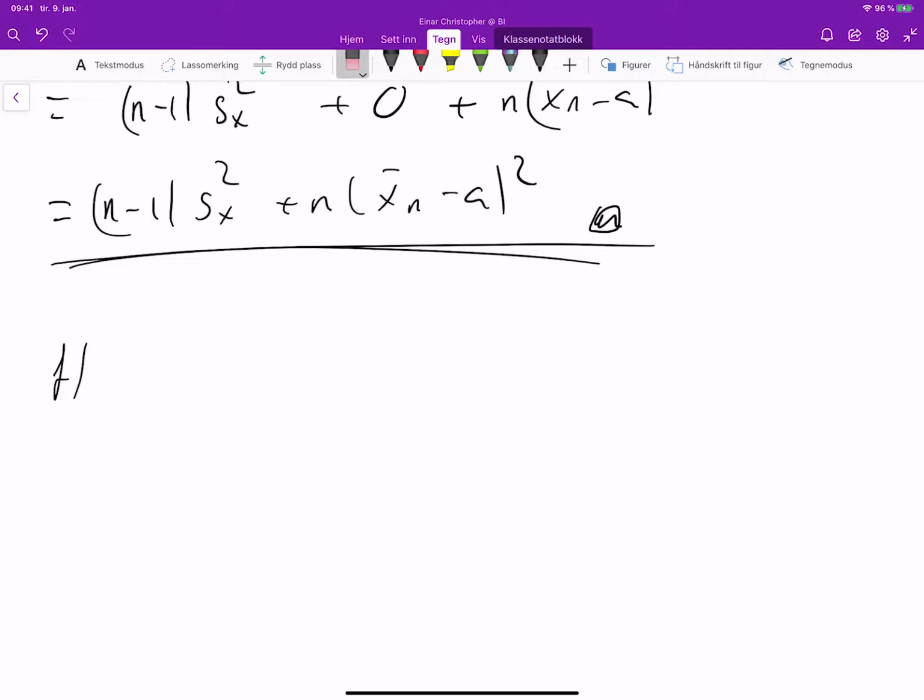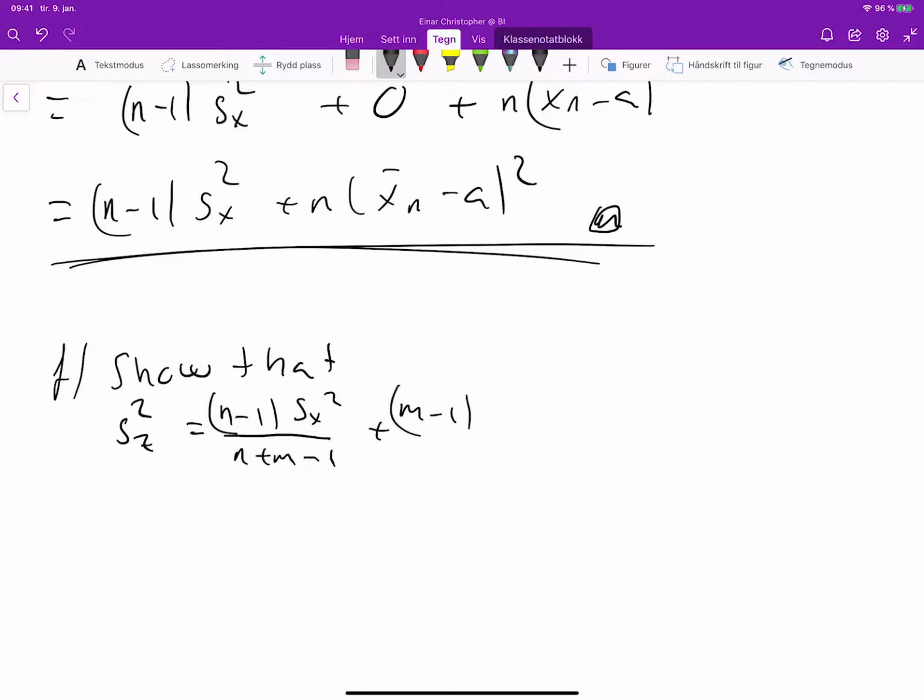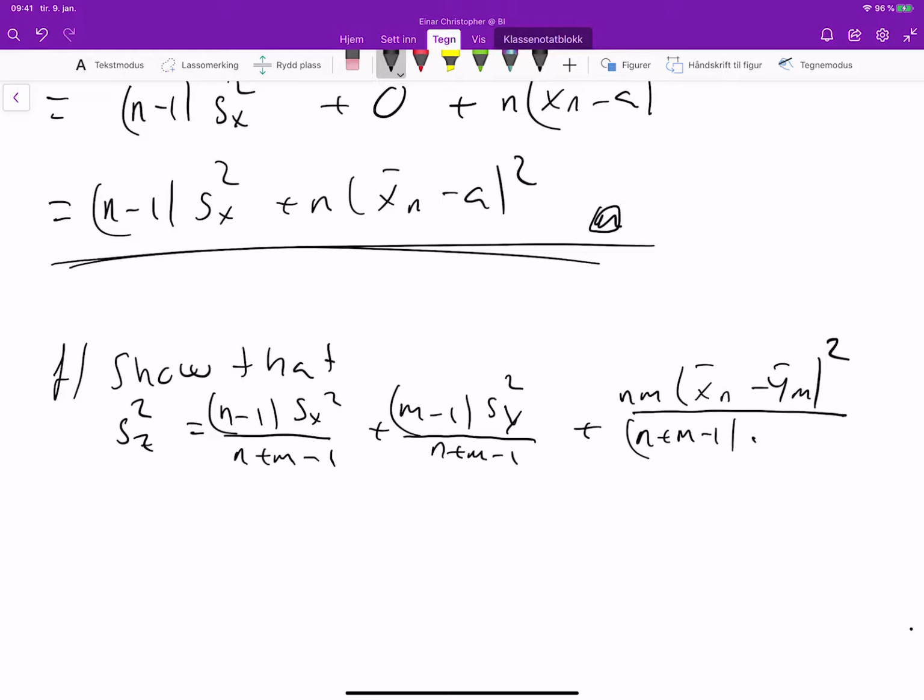So okay, in F, we are asked to show that s_z in the power of 2 is equal to n minus 1 times sx in the power of 2 divided by n plus m minus 1, plus m minus 1 times sy in the power of 2 divided by n plus m minus 1, plus nm times xn bar minus ym bar in the power of 2 divided by n plus m minus 1 times n plus m. Okay, this is what we're going to show, and we will do it now.